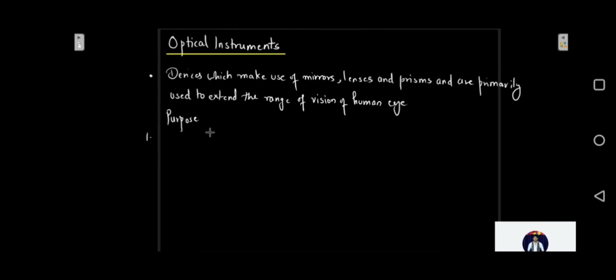The second purpose of using an optical instrument is to increase the visual angle and hence obtain magnification. If a microscopic object is there, you have to magnify it to see it very clearly and study it. So obtaining magnification is the second purpose.